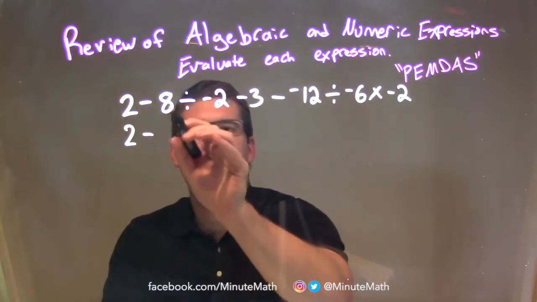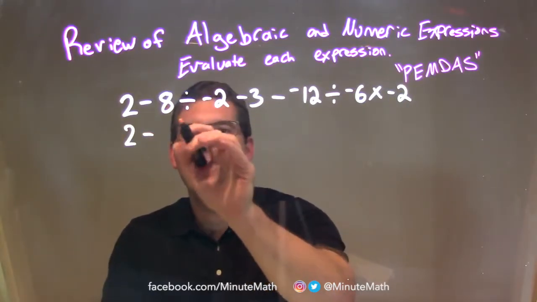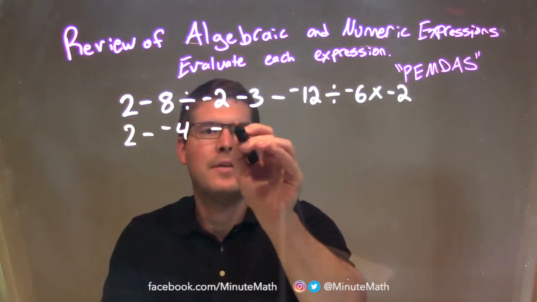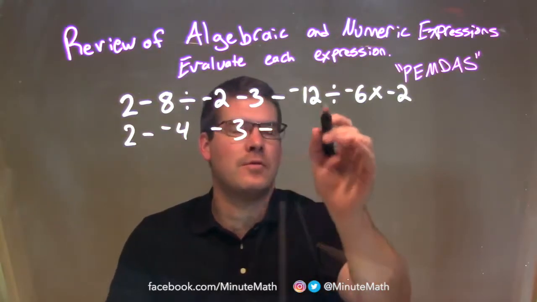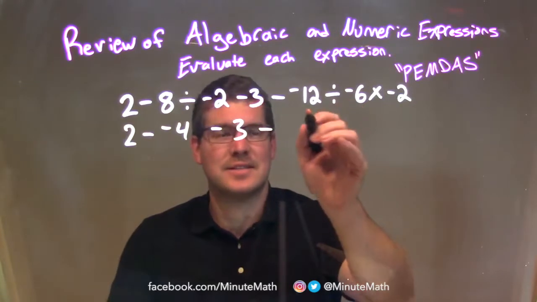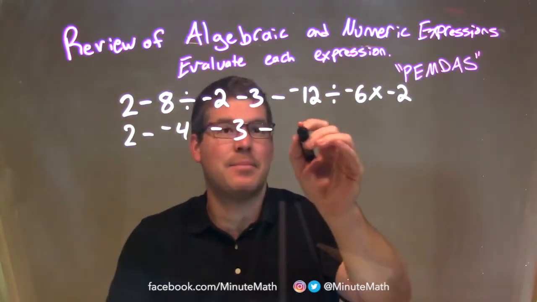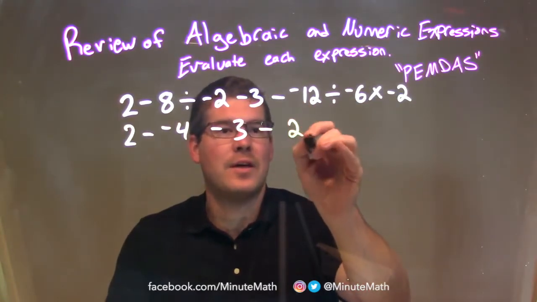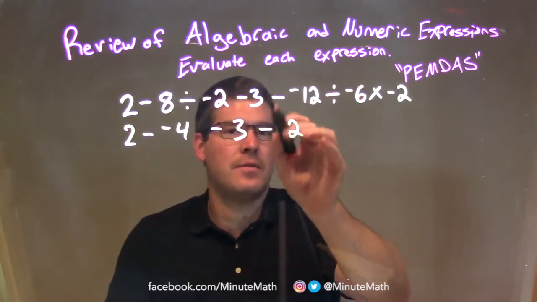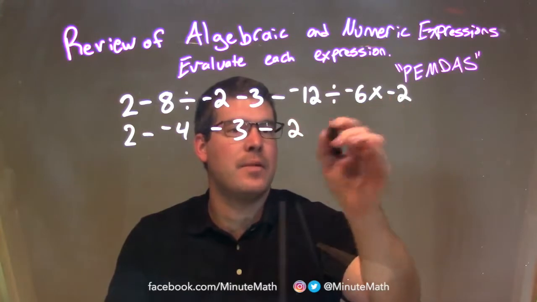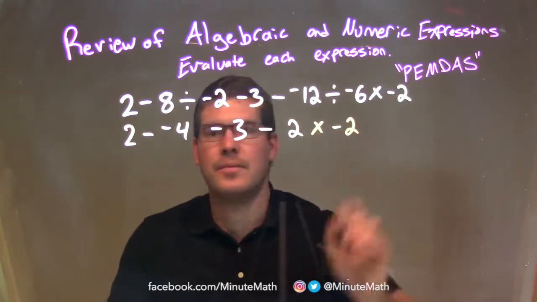So we have minus here. 8 divided by negative 2, which is a negative 4. We come down to minus 3. And then we have negative 12. So we're subtracting a negative 12 divided by a negative 6. A negative 12 divided by a negative 6 is a positive 2. So we have positive 2 here, right? That's that minus sign, which is right there. And we times that by a negative 2.